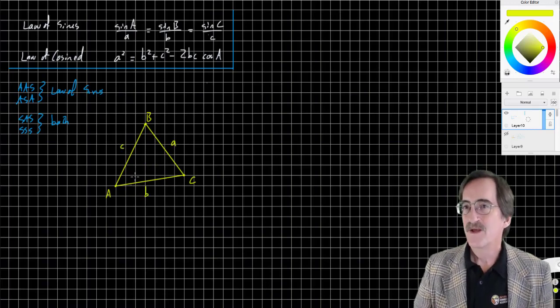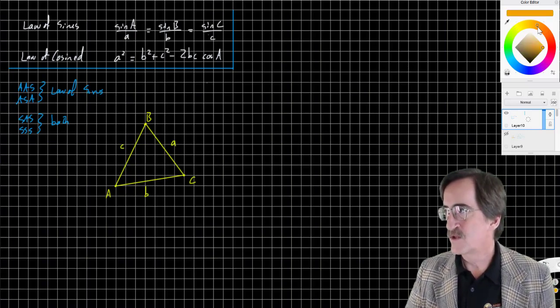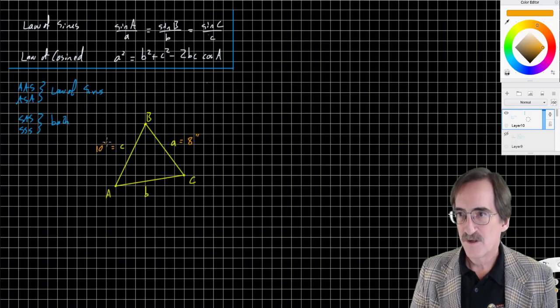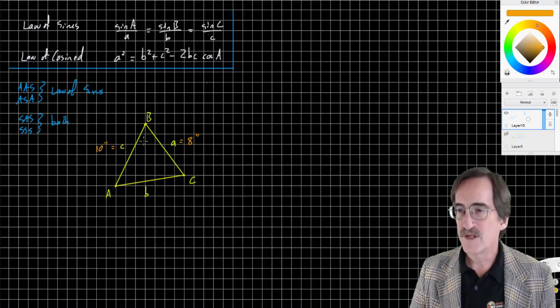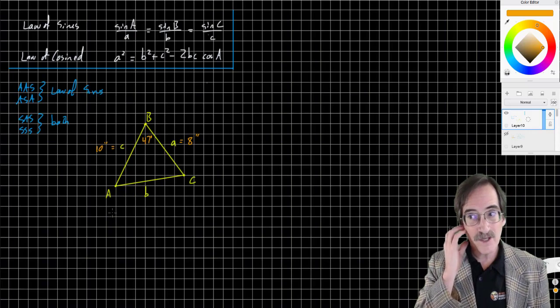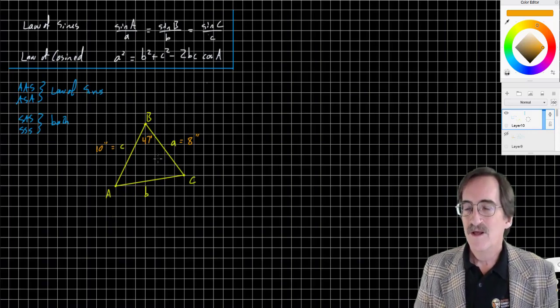All right, so let's say we are told that little a is 8 inches and little c is 10 inches, and we're told that angle B is 47 degrees. We want to solve the triangle. That means we're going to find angle A, angle C, and side b. Those are the three remaining facts.